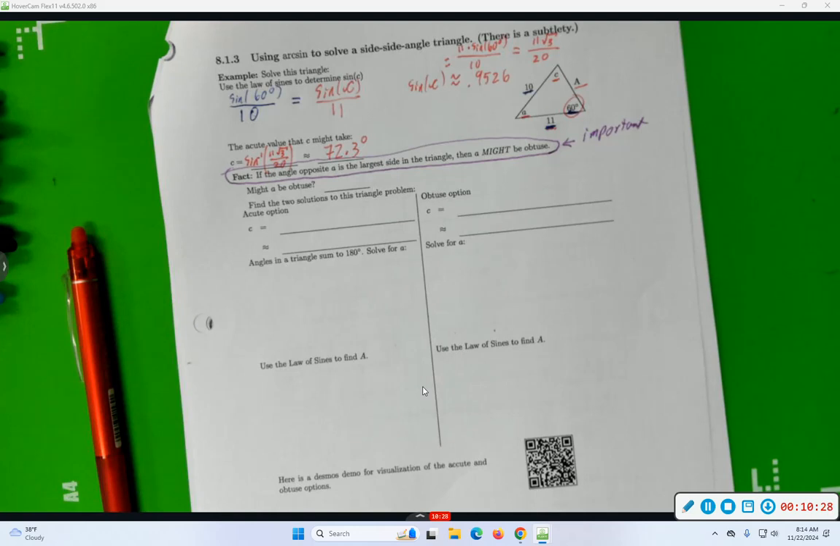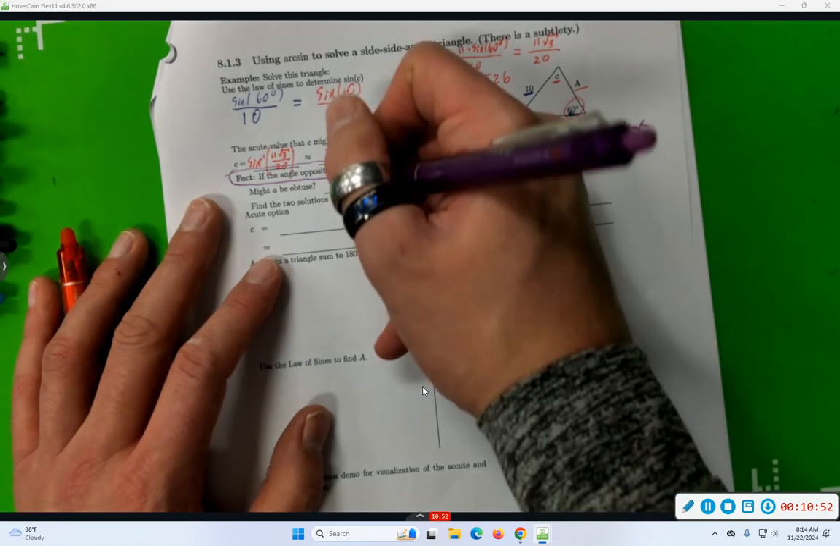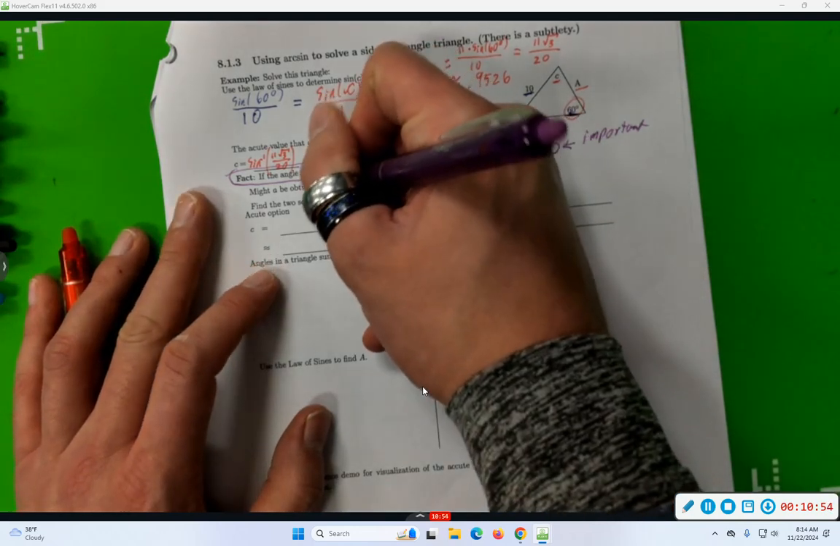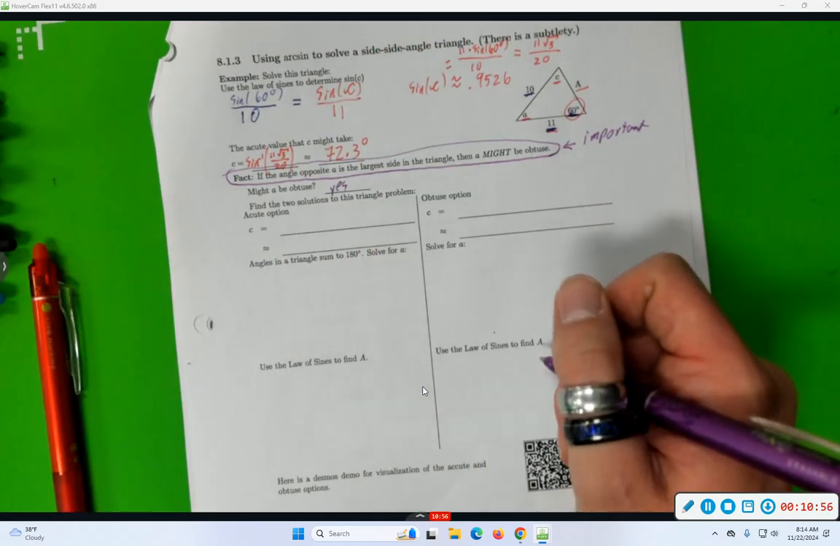So let's just ask about this. The side length opposite C, is it possible that that side length might be the longest? So it's possible that the angle C might be obtuse. How do you find the obtuse choice? 180 minus 72. 180 minus that angle. So there's a second option. Might C be obtuse? Yes. So let's write down both of those.